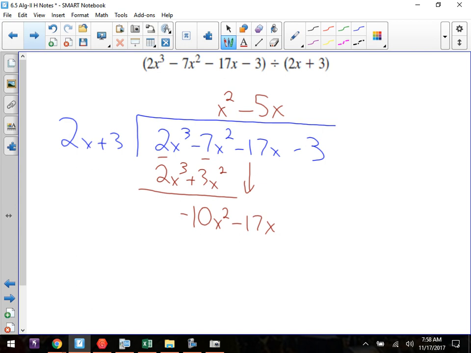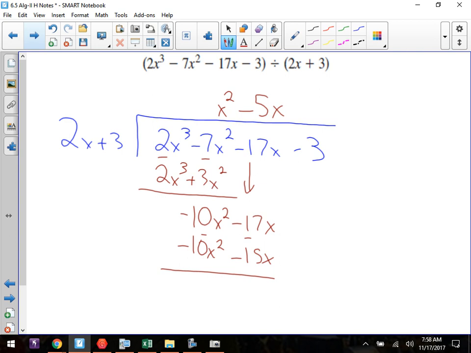Okay. All right. So I distribute out that negative 5x. I get negative 10x squared minus 15x. Very good. And I subtract them. What's negative 10 minus negative 10?